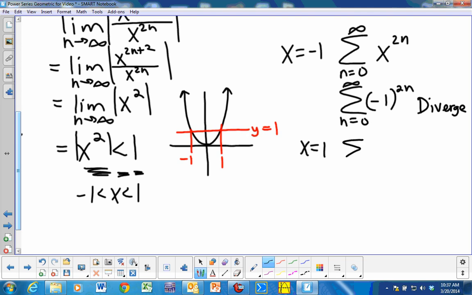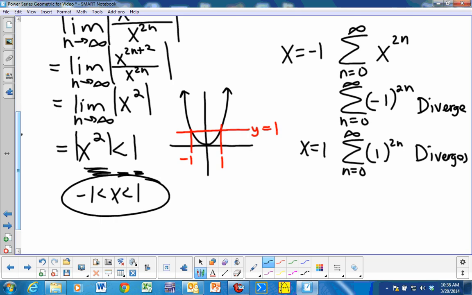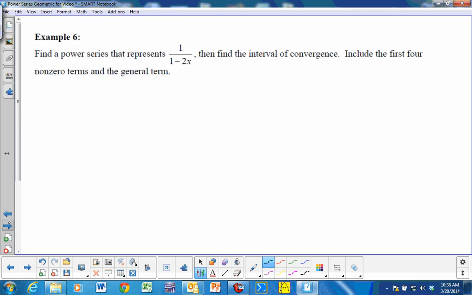And if you plug in x equals 1, then similarly, you will have 1 to the 2n, which again, if you do the limit as n goes to infinity, you're going to get a 1, which is not equal to 0, so it diverges. So your interval of convergence is still negative 1 to 1. So far we haven't done anything to change that interval of convergence. All right, so let's go to the next problem.